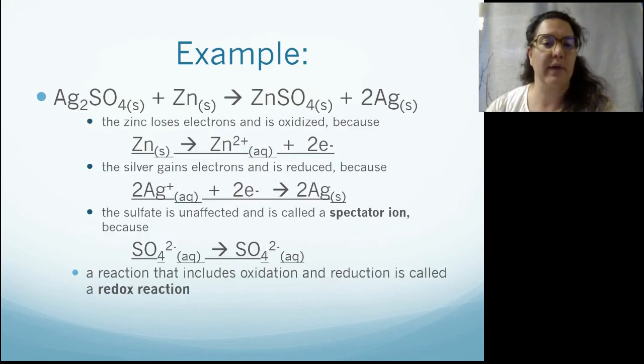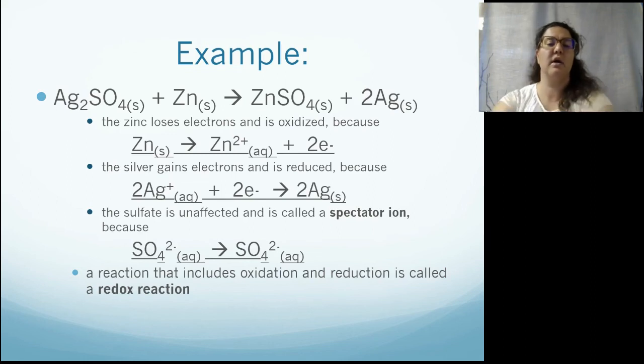In this chemical reaction, zinc is going to lose electrons and become oxidized. So we went from solid zinc on the reactant side to zinc ion plus 2 electrons on the product side. Silver is going to gain electrons. It went from a silver ion plus 2 electrons on the reactant side to solid silver on the product side.